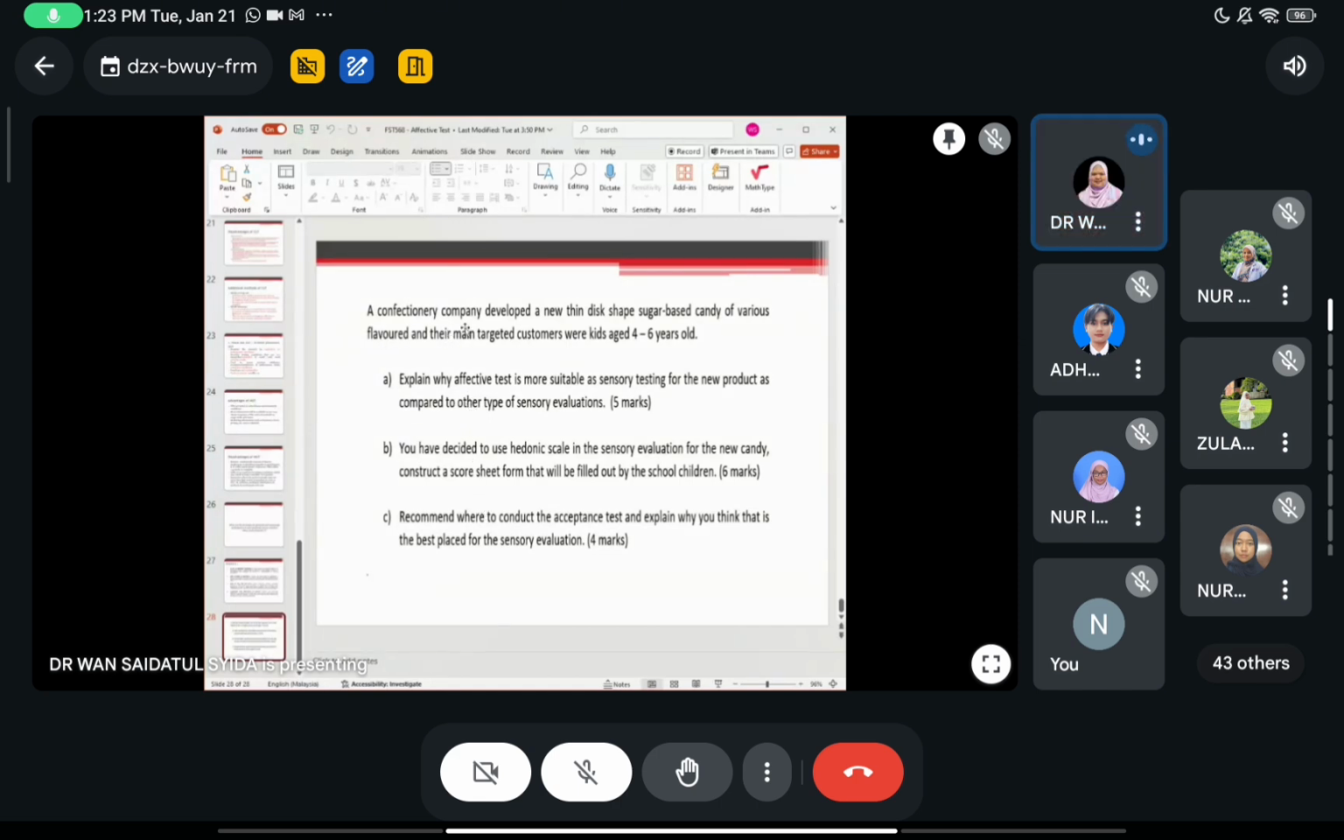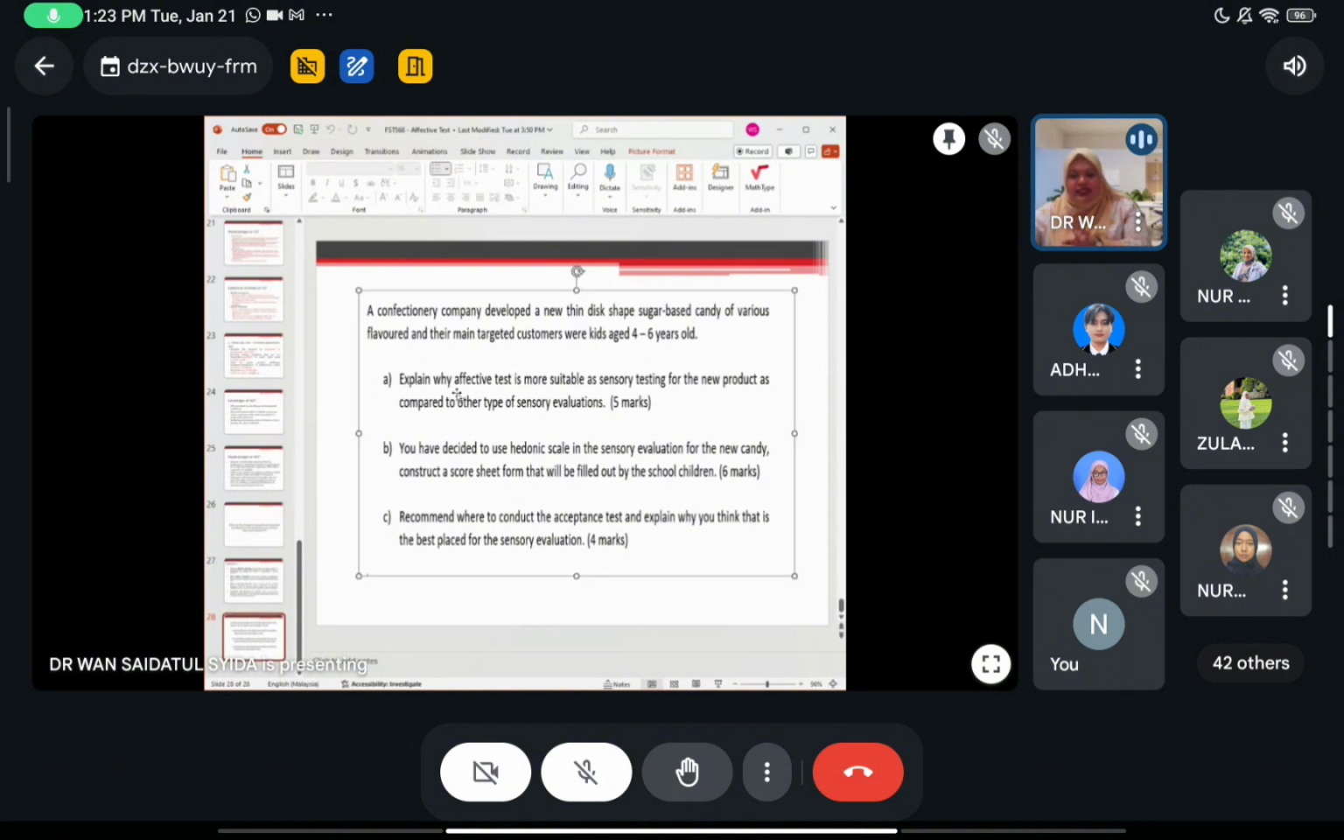Okay, look at the question. A confectionery company develops a new sugar-based product. Kan kita dah buat kan, I think kita dah buat dalam kelas kan. Okay, so this one, they already suggested you the affective test. So that's why you have to go back to the notes to see why it is suitable for the affective test.